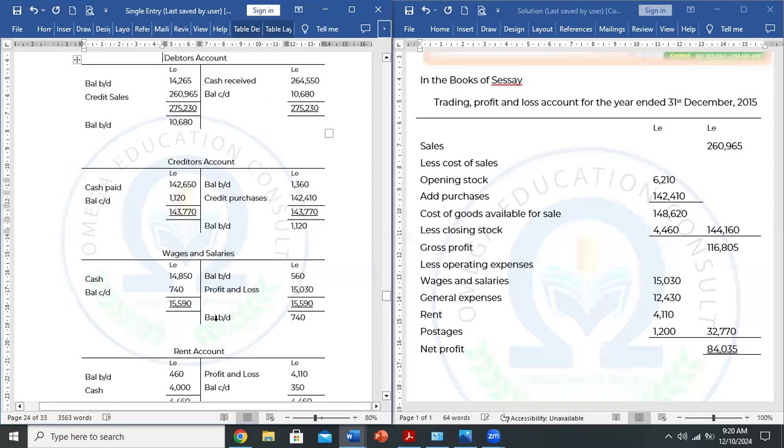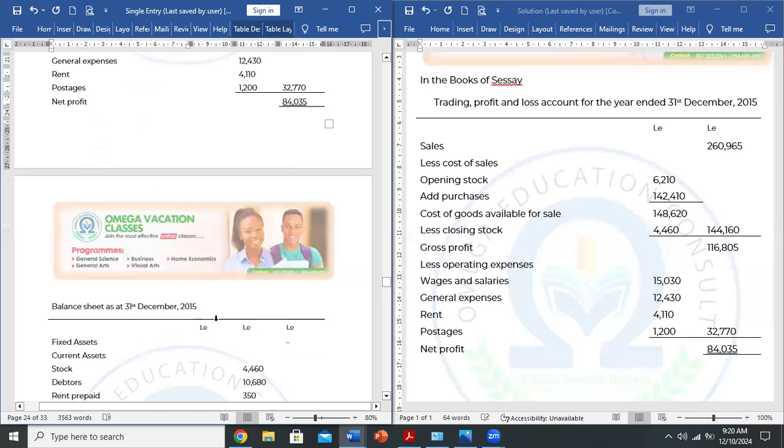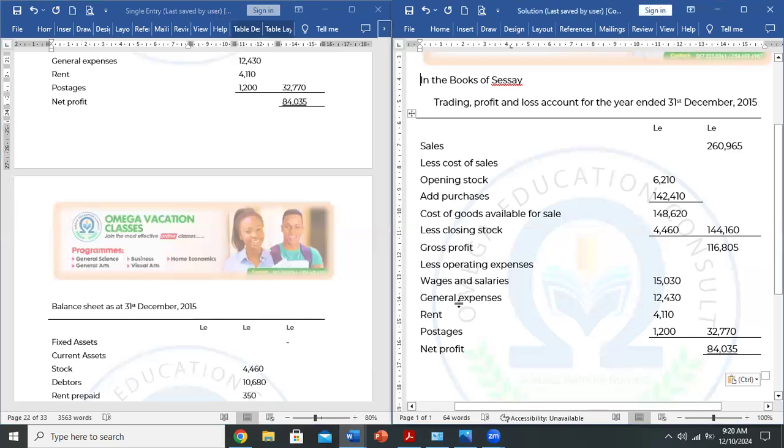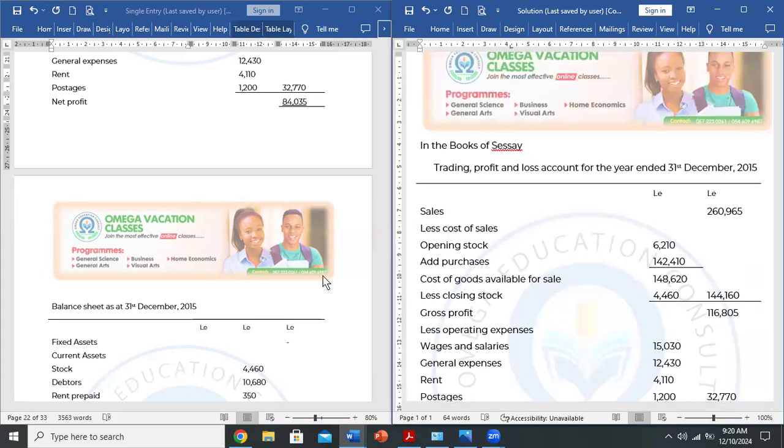So what I want you to appreciate is that you have to know how to prepare your debtors account to get your credit sales, how to prepare your creditors account to get your credit purchases, how to prepare your expense account to know how much you are taking to profit and loss account. And those of us who are not very much comfortable with it, the videos are there. In our previous lessons, we did that. So go back, watch it, review it, ask me questions if you have. And trust me, if you watch it keenly, you shouldn't have issues preparing these accounts and statements.